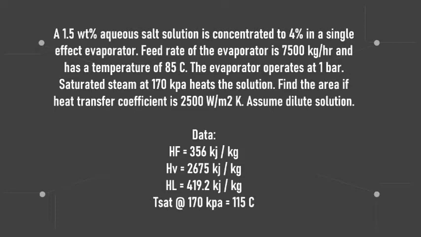The feed rate of the evaporator is 7,500 kilograms per hour and has a temperature of 85 degrees Celsius. The evaporator operates at 1 bar. Saturated steam at 170 kilopascal heats the solution. Find the area if the heat transfer coefficient is 2,500 watts per meter squared Kelvin, and assume a dilute solution.